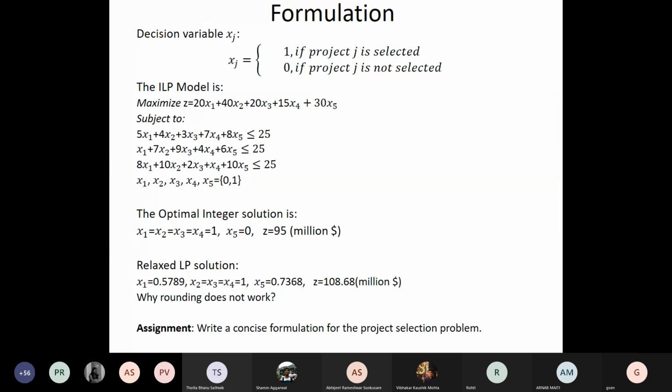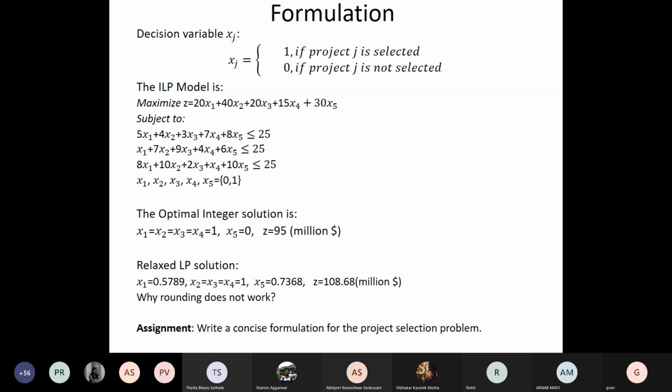Now you see, this was the formulation. Suppose you have a solution method, which I will not discuss now, like a black box to which you pass this problem and you get the optimal integer solution. It tells you that the first 4 projects should be run and the 5th project should not be run, and you get $95 million as your total expected return.